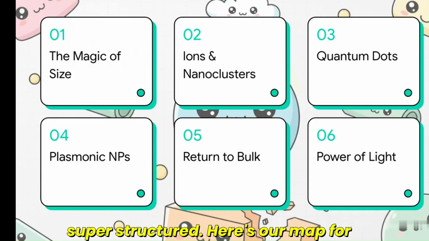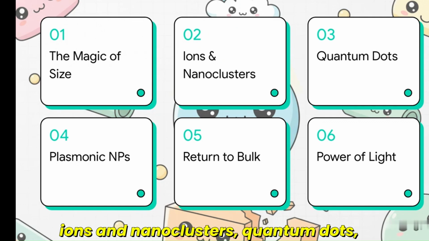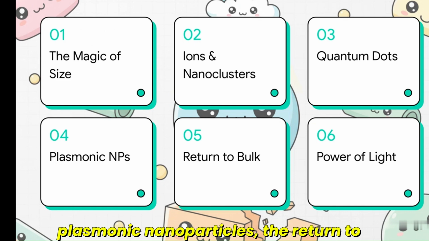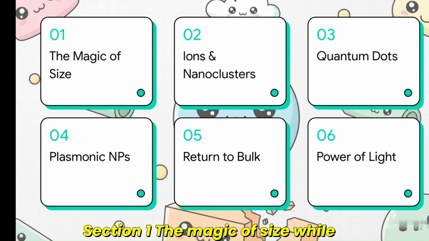To keep things super structured, here's our map for today. First, the magic of size. Then, ions and nanoclusters, quantum dots, plasmonic nanoparticles, the return to bulk, and finally, the power of light.